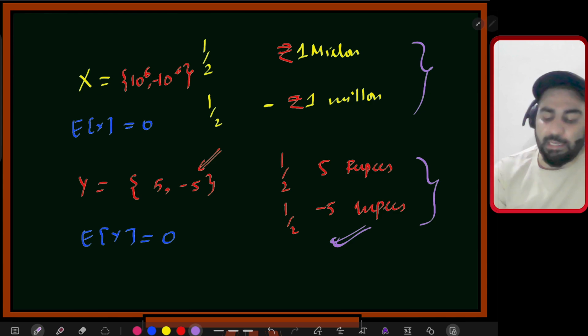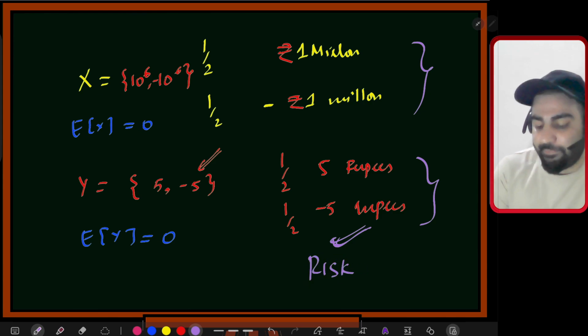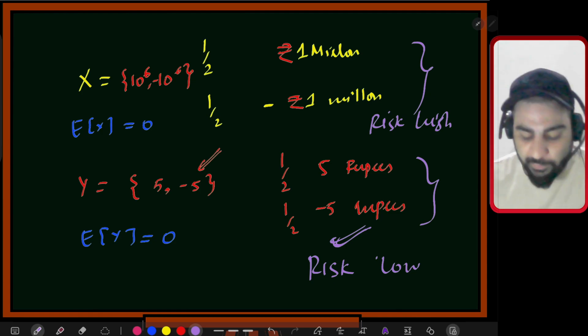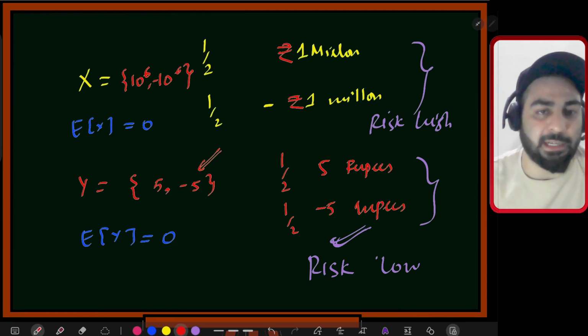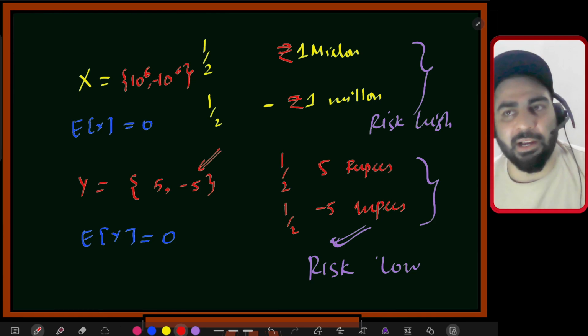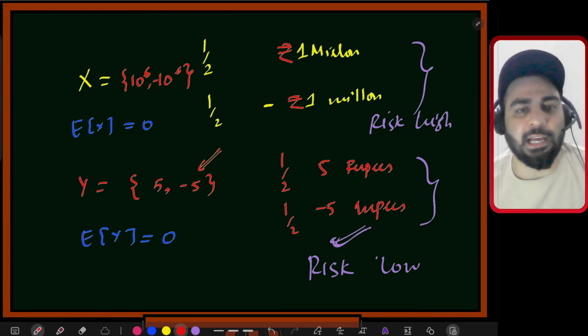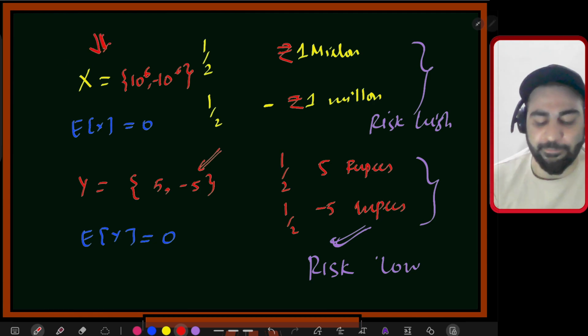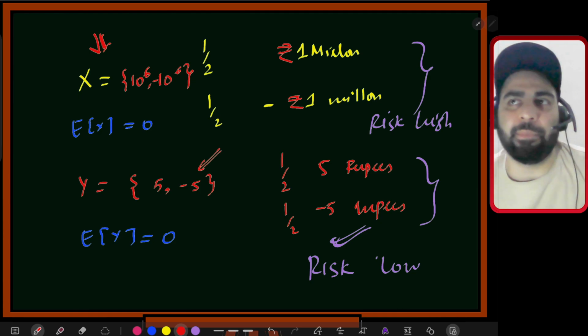Now you see that here risk is high. Risk is low in this case and risk is high in this case. So in the first case, risk is very high. That's why we say there is high volatility in the market. So volatility is this. Mathematically, if you are active in the stock market and the stock prices change a lot, there is high variability. So we call this stock very volatile.